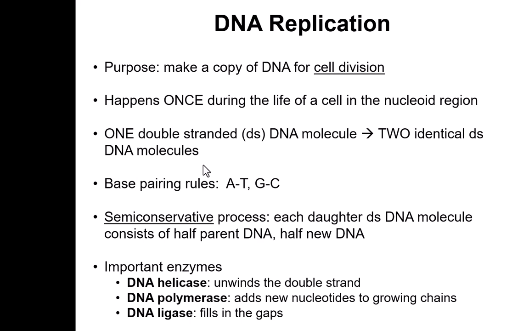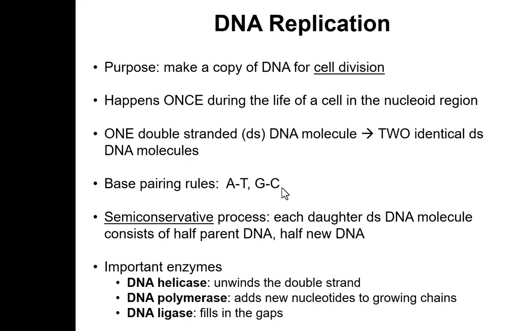And because cell division happens only once during the life of the cell, so does DNA replication. And in prokaryotes, this is going to happen in the nucleoid region of the cell because that's where the DNA is. In this process, we start with one double-stranded DNA molecule, and we end with two identical double-stranded DNA molecules. And we need to do some base pairing rules here because we're dealing with nucleotides. And these rules for DNA replication, as you should know, A goes with T, G goes with C.